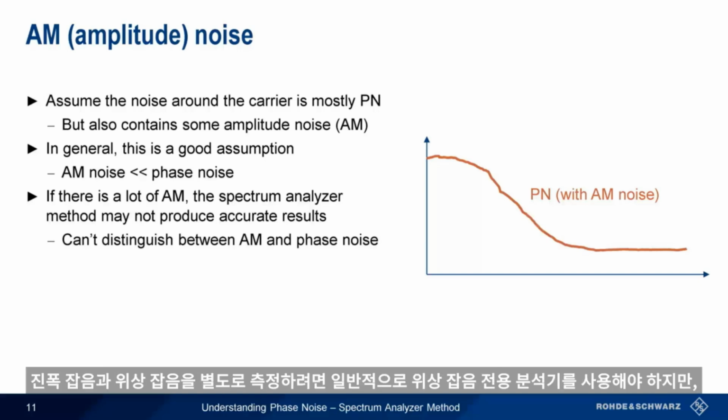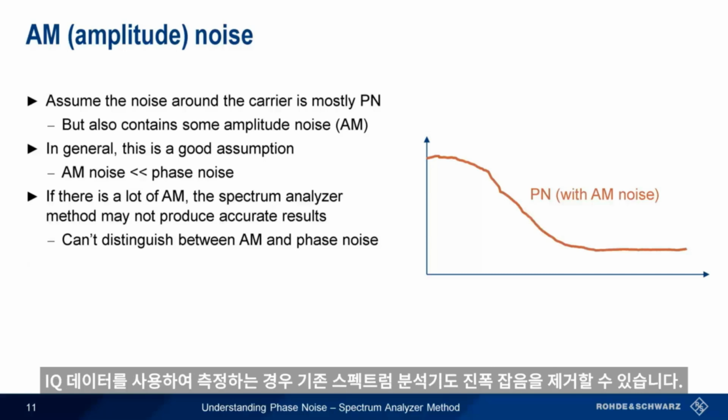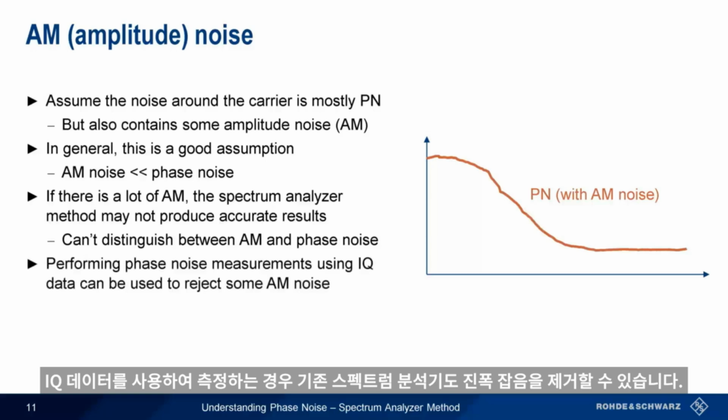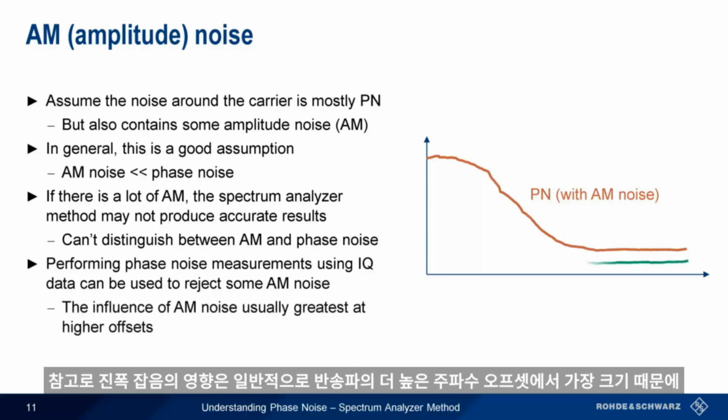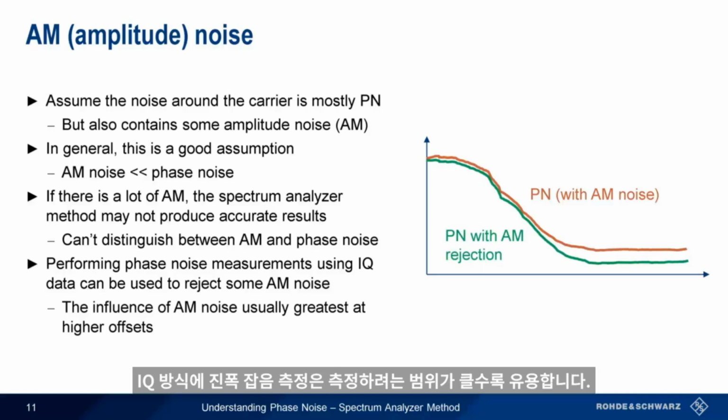Separate measurements of AM and phase noise usually require the use of a different instrument, that is, a dedicated phase noise analyzer. But a traditional spectrum analyzer can reject some AM noise if the measurement is made with IQ data. It's worth noting that the influence of AM noise is usually greatest at higher frequency offsets from the carrier, so the benefits of this approach become more noticeable the further out we measure.